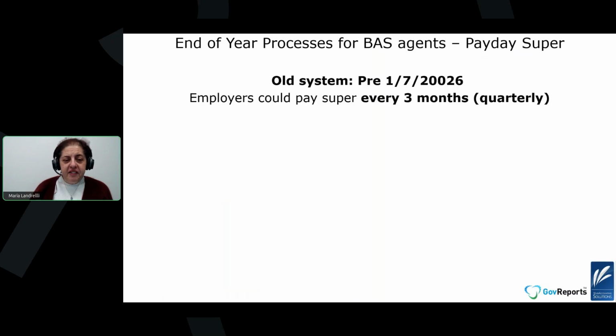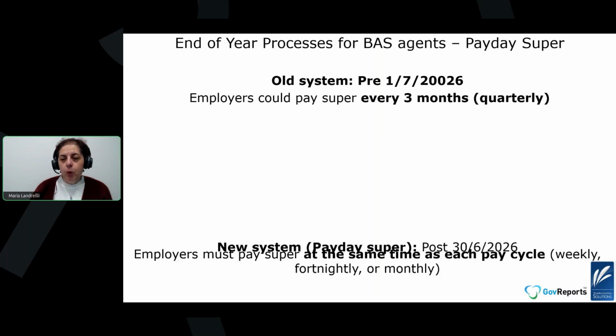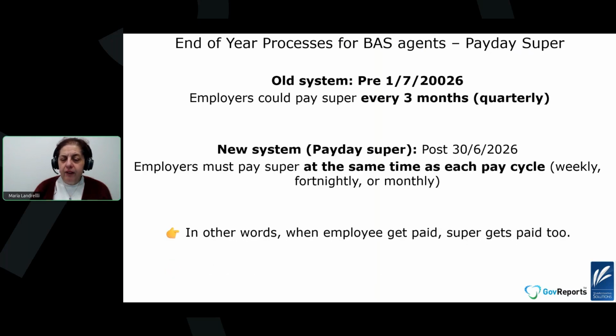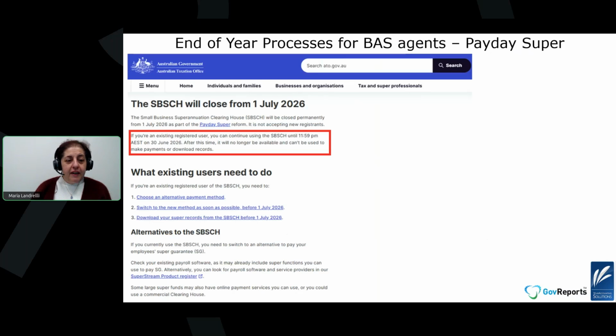So the old system was employers could pay the super every 3 months, quarterly. They could do it quicker if they wanted to, but our new system is that it must be done at the same time as each pay cycle, so weekly, fortnightly or monthly. So in other words, when the employee gets paid, the super gets paid too. As I said, it is a very hard close, 30th of June at 11:59 p.m.